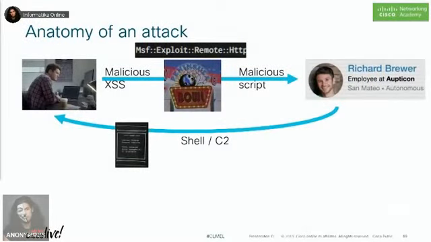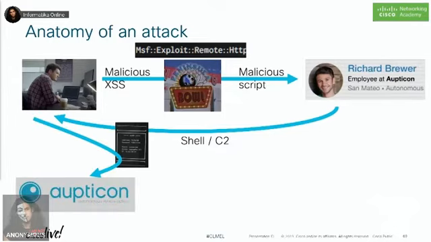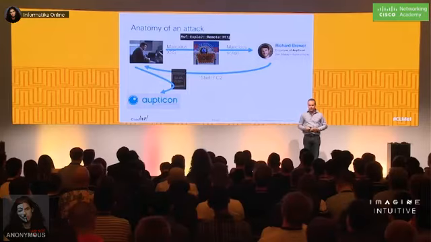And a bit like in the previous video, then there's a command and control session set up. So some sort of shell goes back to our attacker, and now we've got that admin control. Of course, in this case, Richard goes back into his company, which is Opticon, and now our attacker's got some sort of presence inside that business.